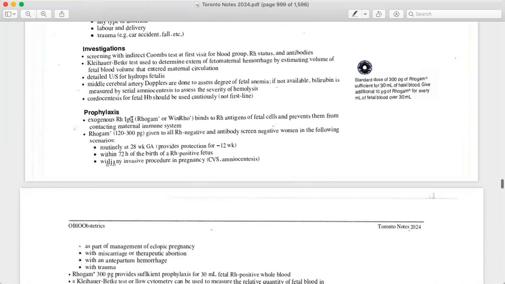Then you are going to give the exogenous prophylaxis: exogenous RhoGAM IgG binds to Rh antibodies and fetal cells to prevent them from contacting the maternal circulation, leading towards hemorrhage. So RhoGAM you are going to give routinely at 28 weeks. This is important: when are you going to give the RhoGAM? Usually we give it at 28 weeks, within 72 hours after birth, and after any invasive procedure in pregnancy, such as after CVS and amniocentesis.